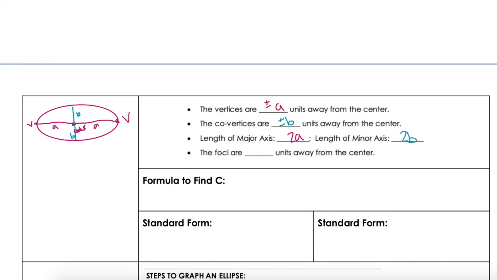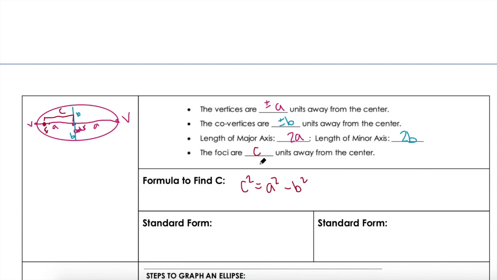We say that our foci are c units away from the center. So this length, this is our focus. We call this length here c. We can do the formula c squared equals a squared minus b squared. We're not going to go over where this formula comes from in this video.